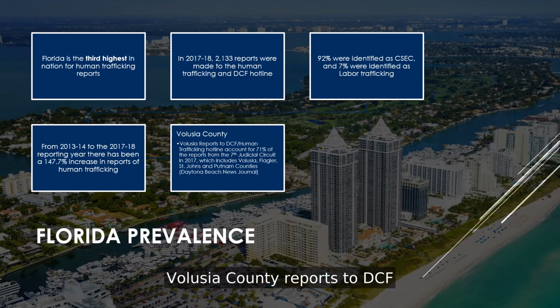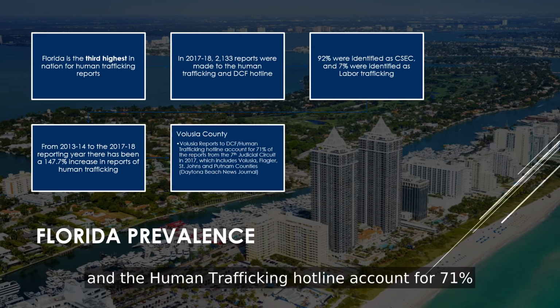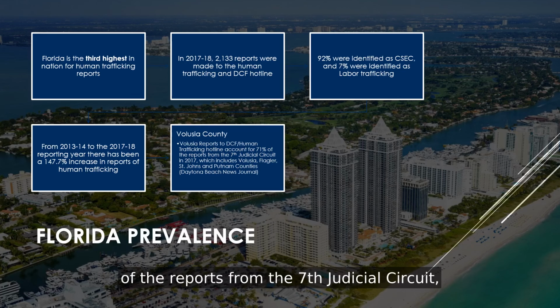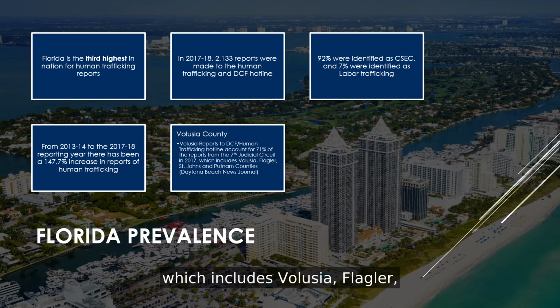Volusia County reports to DCF and the Human Trafficking Hotline account for 71% of the reports from the 7th Judicial Circuit, which includes Volusia, Flagler, St. John, and Putnam counties.